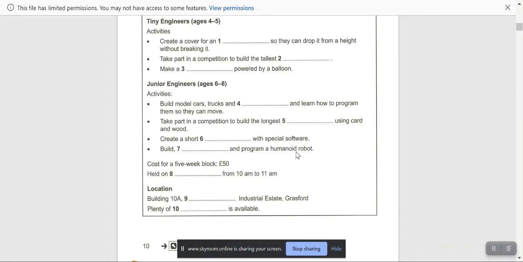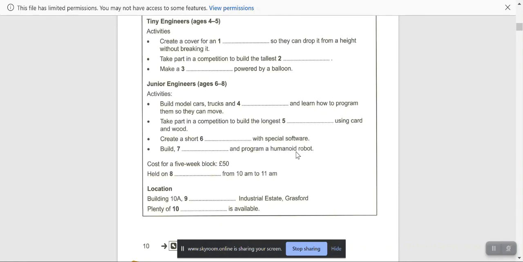Right. And do they have competitions too? Yes. With the junior engineers, it's to use recycled materials like card and wood to build a bridge. And the longest one gets a prize. That sounds fun. I wouldn't mind doing that myself.